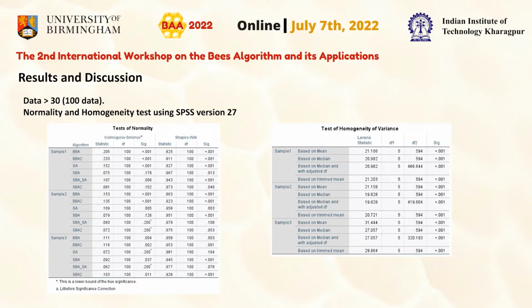The first step in the statistical test is the normality and homogeneity test. The results show that the significance for several algorithms indicates they are not following a normal distribution. The same is true for the homogeneity of variance test. Therefore, we use the non-parametric Kruskal-Wallis test to find the best performing algorithm.